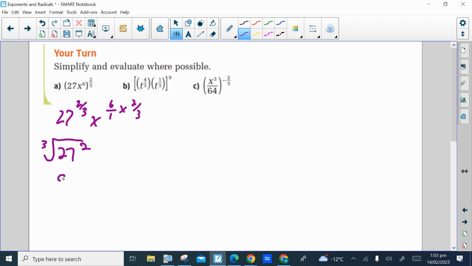So this will be 9. And when we deal with the x's, it's top times top, bottom times bottom. 6 times 2 is 12 over 1 times 3, which is 3. And 12 divided by 3 is 4. So there's the final answer once it's been simplified.